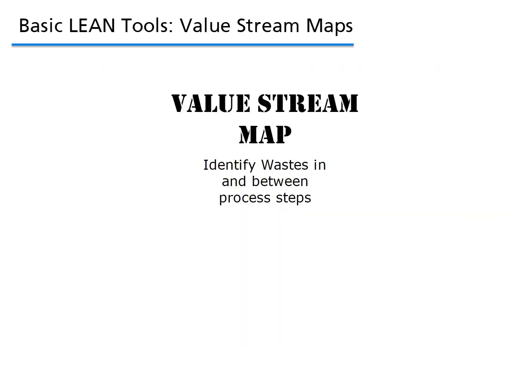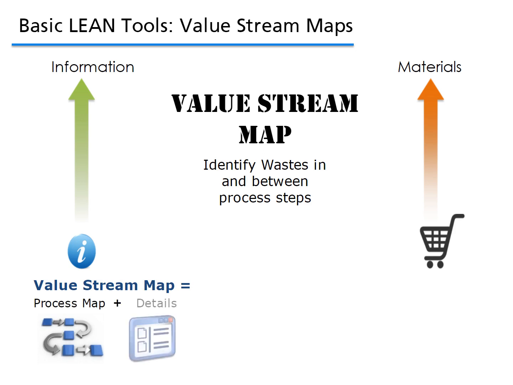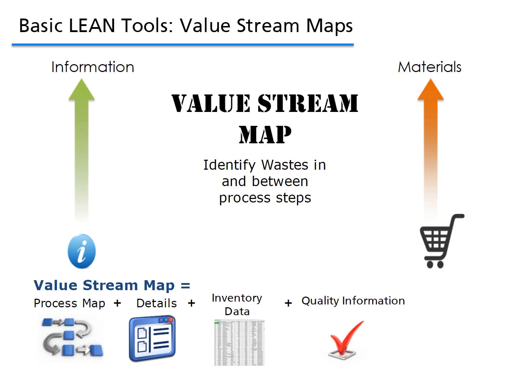Value stream mapping is a tool that allows you to see the process flow, information flow, and the material flow of a product or service. In general, a value stream map is used to identify waste in and between processes and process steps. Value stream maps provide more information than process maps, like detailed process data, inventory data, information on quality and defect rates in the various process steps, lead times of individual steps, as well as over-process lead time.